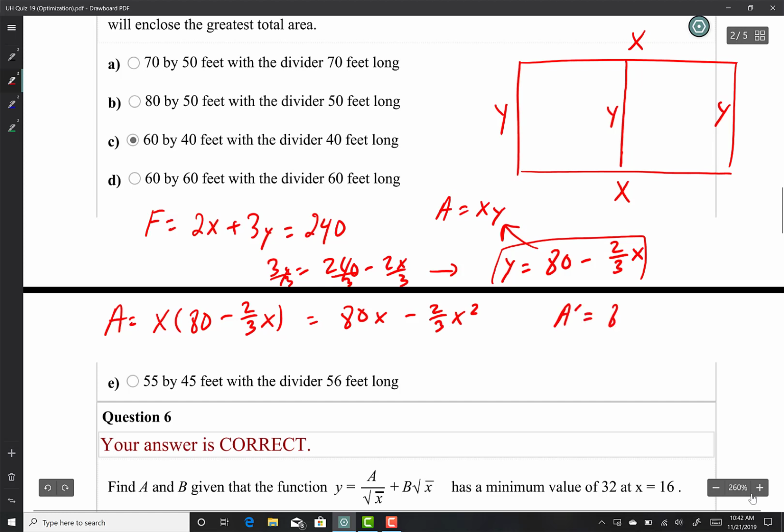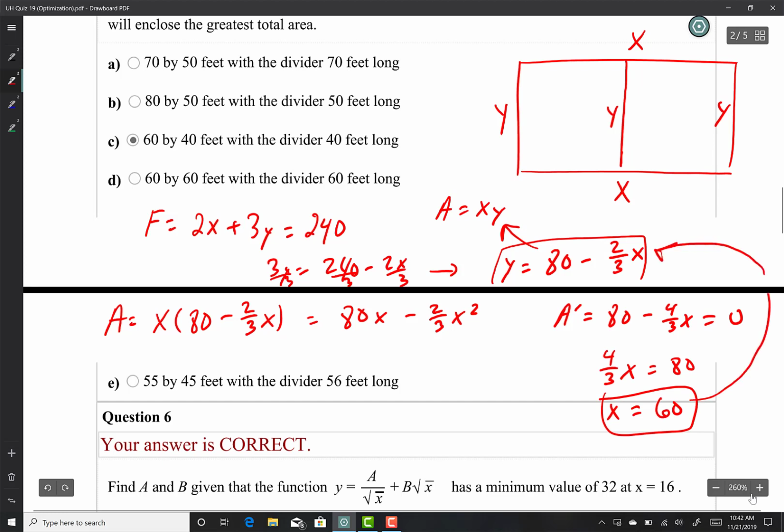So the derivative is 80 minus 4/3 x. Again, set that equal to 0 to find my critical point. So 4/3 x equals 80, multiplied by the reciprocal. So 80 times 3, and then that number divided by 4, and you get 60. Now that I know that x is 60, I can solve for y by plugging it right there.